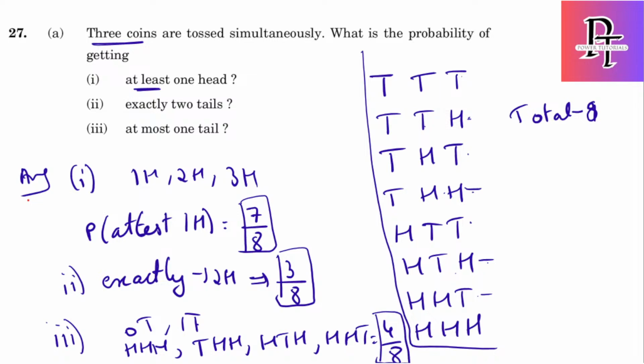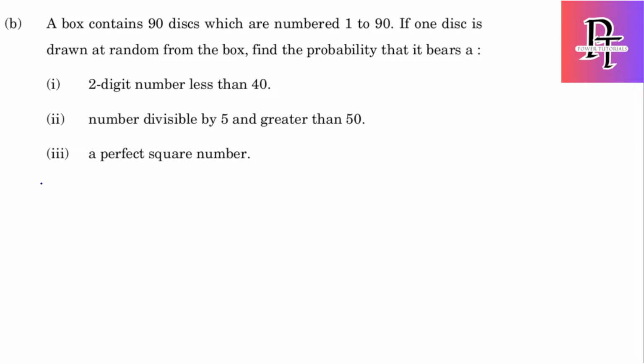Okay, let's see the B part. This is also a probability question. What is the question here? A box contains 90 discs which are numbered 1 to 90. If one disc is drawn at random, find the probability of the following. So the discs are numbered 1 to 90, so the numbers will be 1, 2, 3, and so on till 90. This is the total sample space, so the total number of outcomes is 90.